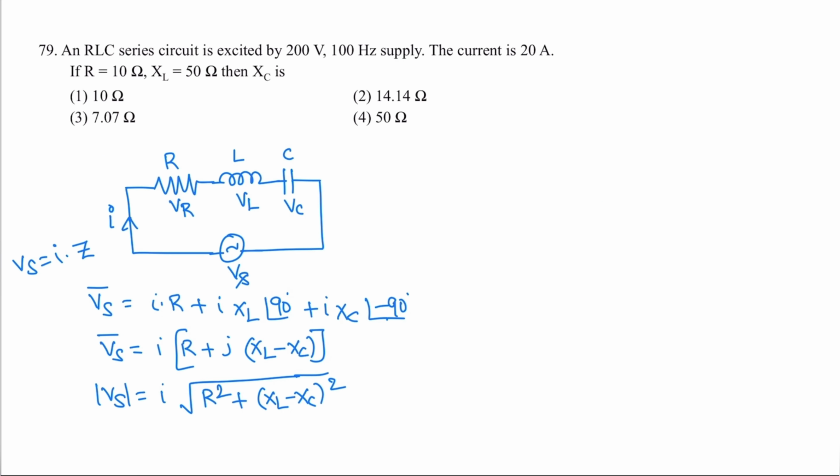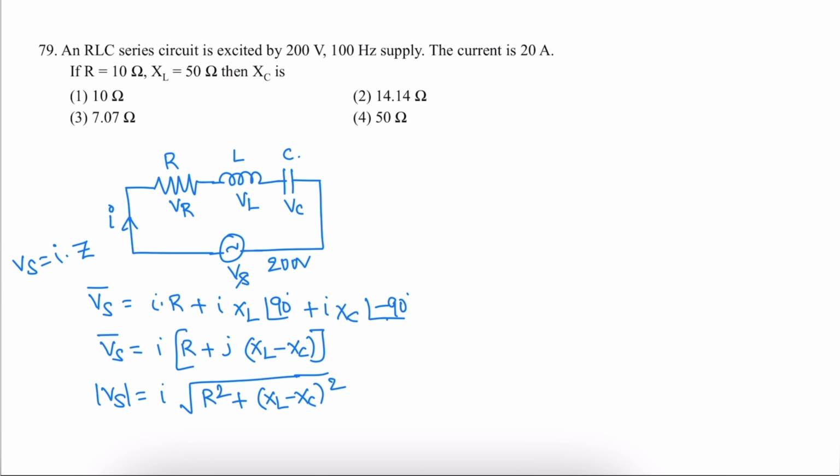Next question. Given a series RLC circuit excited by a voltage source of 200 volts and resistance 10 ohms, inductive reactance XL is 50 ohms. We need to calculate XC, the capacitive reactance, and the frequency of operation is 100 Hz, and the current flowing through the circuit is 20 amperes. We know the relation: voltage V is equal to current times impedance Z. So for a series RLC circuit, the total impedance Z is resistance plus jXL plus jXC.